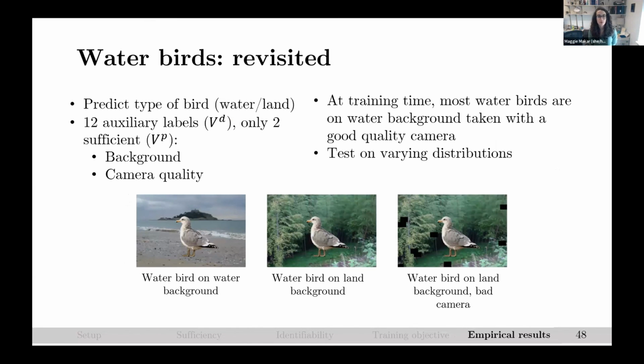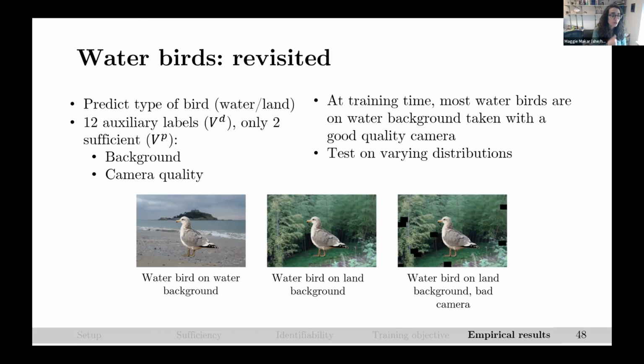Revisiting the water birds experiment, our objective here is still to predict the type of bird, but now we have a high-dimensional set of auxiliary labels. Only 2 of them are sufficient or relevant. So here V_D has a dimension of 12, and V_P is only 2 variables. The 2 relevant shortcuts are the background and the camera quality, or noise artifacts of the camera. The images on the slide show a water bird on water background, a water bird on land background, and a water bird on land background with some noisy camera artifacts. These are just the black blobs on the image.